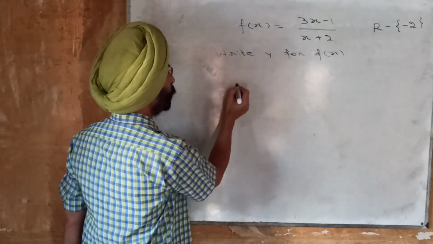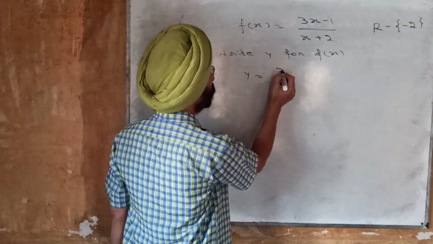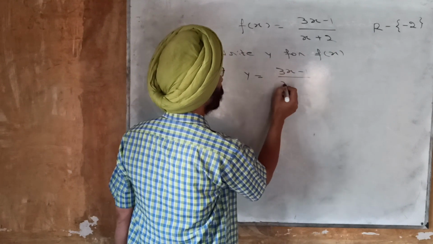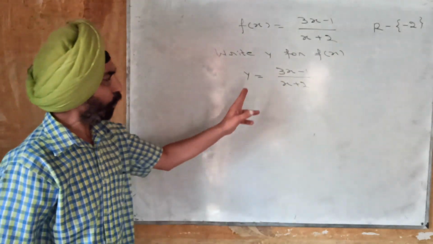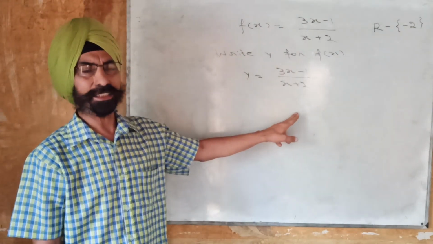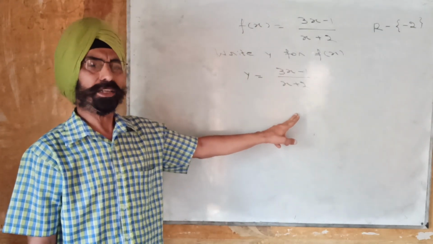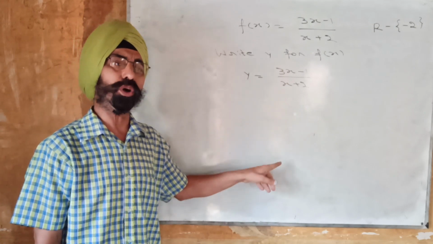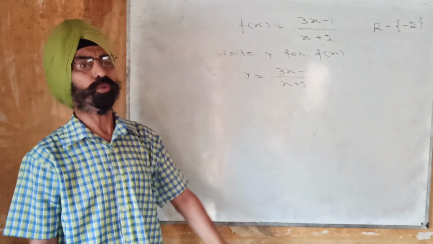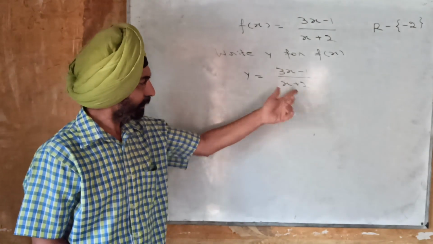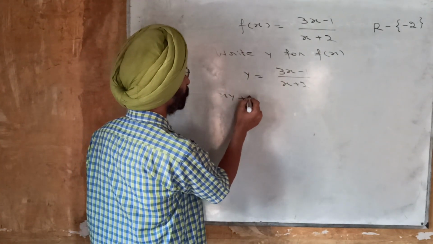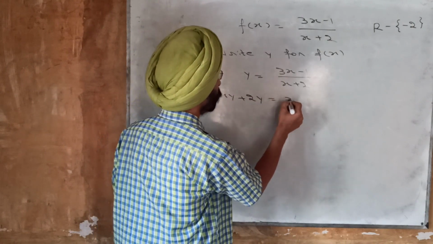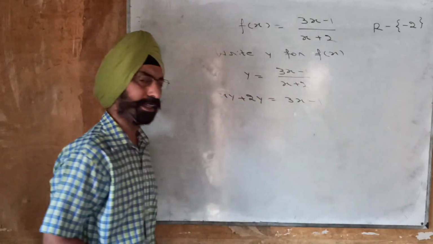What you will get? You will get y is equal to (3x minus 1) upon (x plus 2). That means the value of y in terms of x. From here, we have to find the value of x in terms of y. How to find? Just cross multiply. You will get xy plus 2y is equal to 3x minus 1.